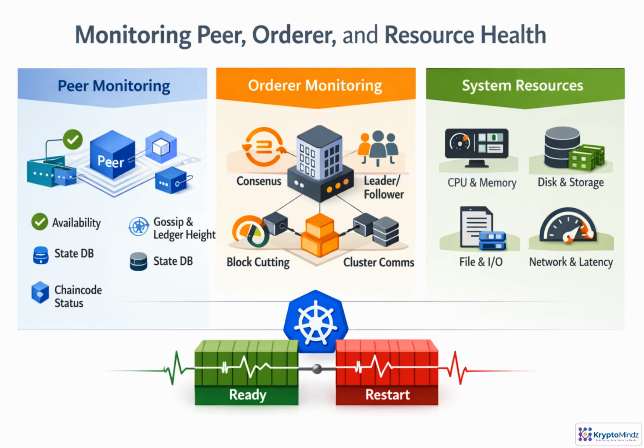Healthy operations require more than checking whether a pod is running. For peers, watch availability, gossip, ledger height, state database access, and chaincode status. For orderers, monitor consensus membership, leader or follower behavior, block cutting, and cluster communication. Then validate the infrastructure underneath: CPU, memory, disk I/O, volume usage, file descriptors, and network latency. Kubernetes probes are useful, but tune them carefully. A brief spike should not trigger restarts that make the problem worse.